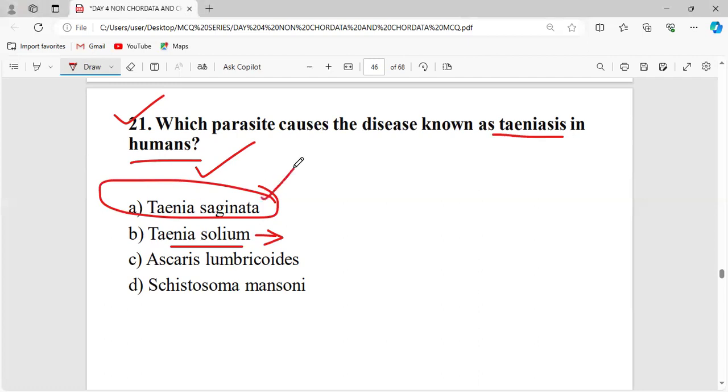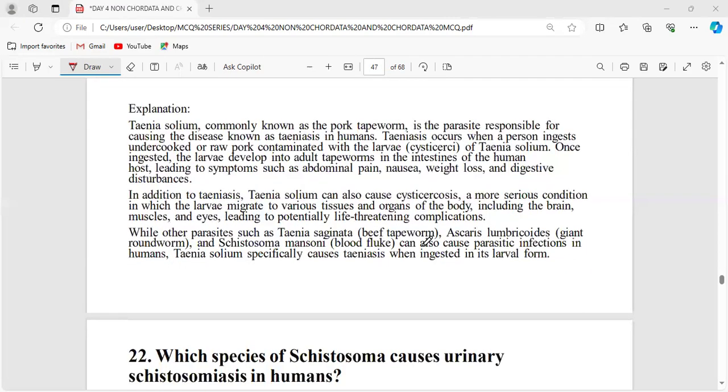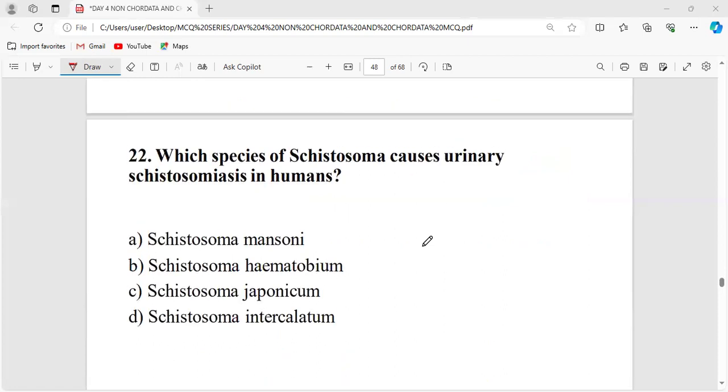Okay, but it also occurs in humans, right? But the question asked here is different, and you have given Taenia solium. It is the one responsible for causing a disease in pigs, but here it is teniasis in humans. Clear? Mainly it is going to affect a human. Now, this option is wrong. Don't confuse the options.